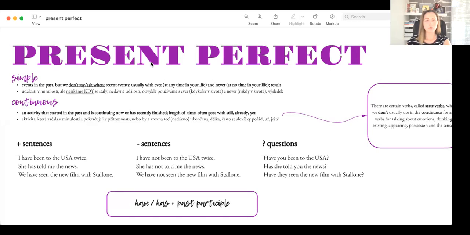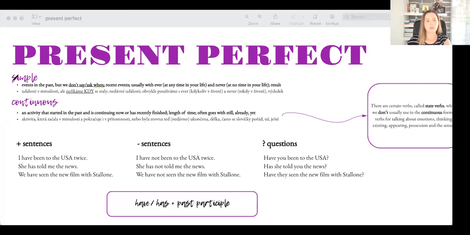Basically, we have two present perfect tenses, the simple one and the continuous one. Normally, we use present perfect to talk about events that happened in the past, and we don't say or tell the time. That's very important. If I tell the time, I should use past simple. So I don't know when it happened.